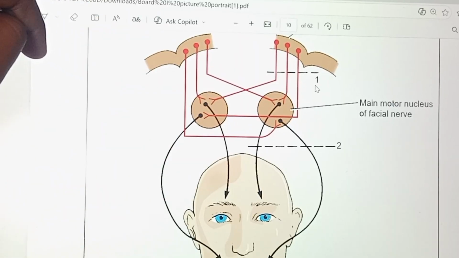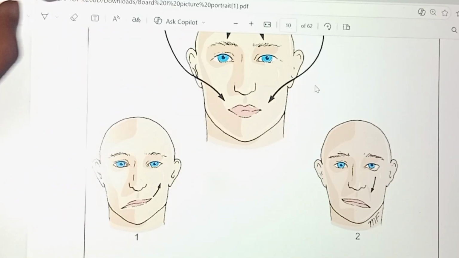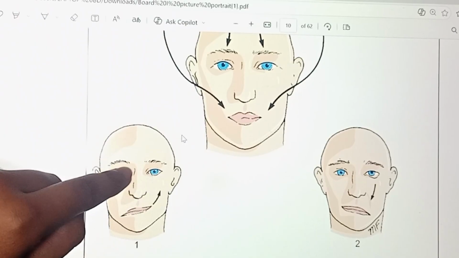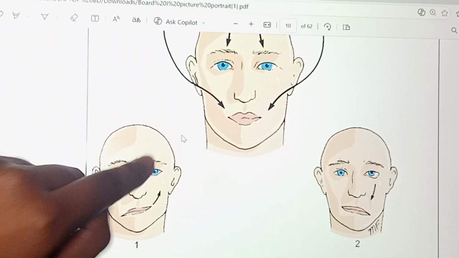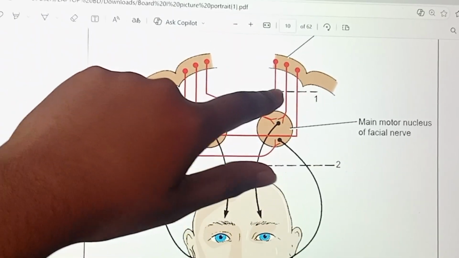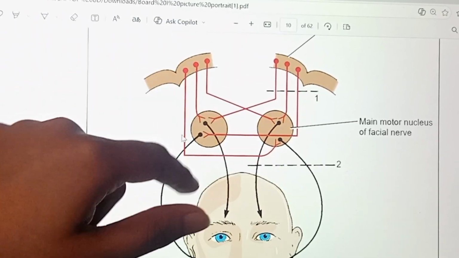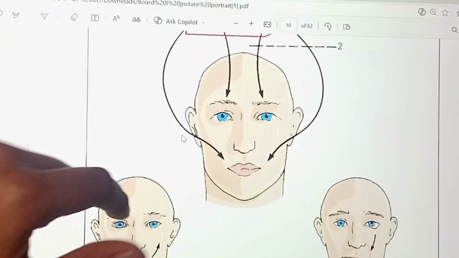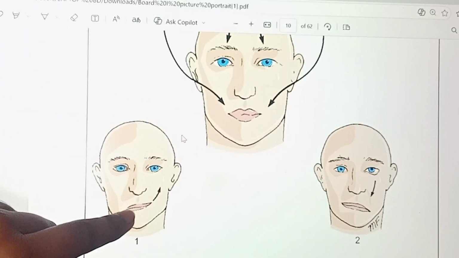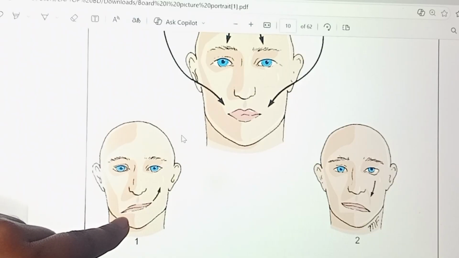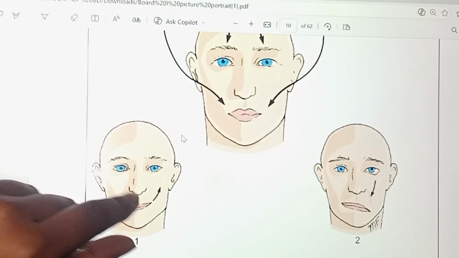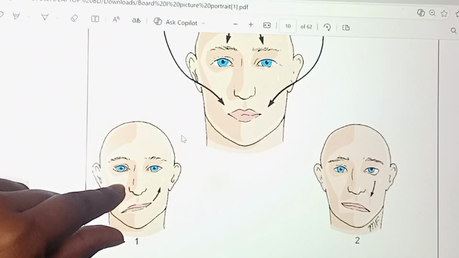So you will see the lesion of the lower part of the face, and the upper part won't be affected, and the same side won't be affected. Because I have cut this part of the upper motor neuron, of course the opposite side will be affected. In this lower part of the face, you can see the angle of the mouth has dropped because all this part of the muscle has been paralyzed.